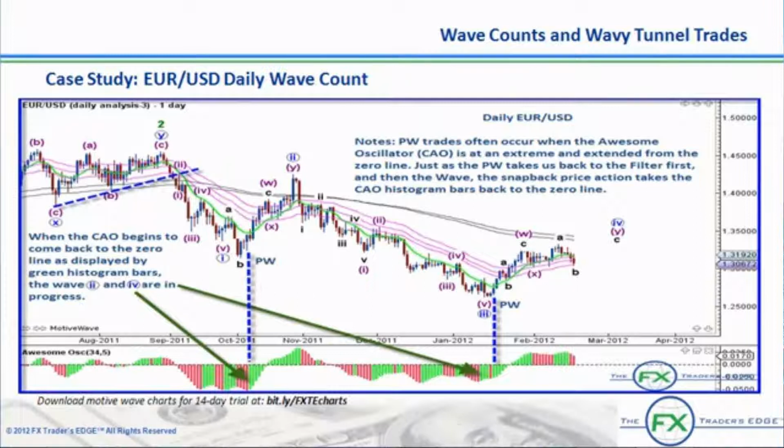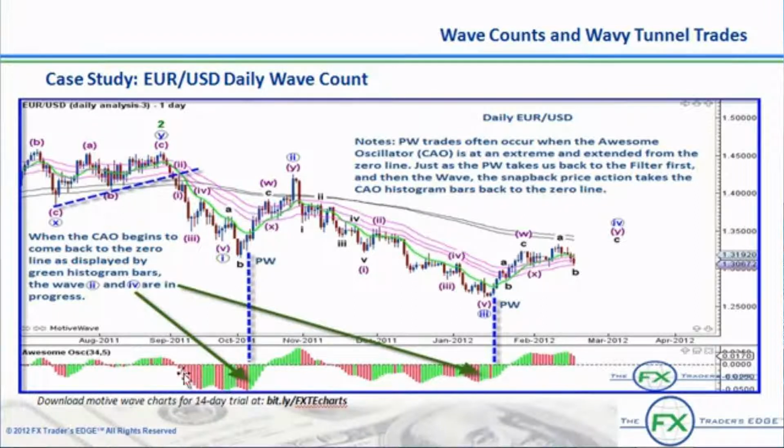Let's move on. As wave 1 ends, the awesome oscillator is extended down here. When the awesome oscillator begins to come back to the zero line, as displayed by the green histogram bars, wave 2 is in progress. Have a look at the end of the wave 3. Again, the awesome oscillator is extended, and this begins the move back to the zero line, which is followed by a wave 4 pullback. This is how the awesome oscillator works with trends.